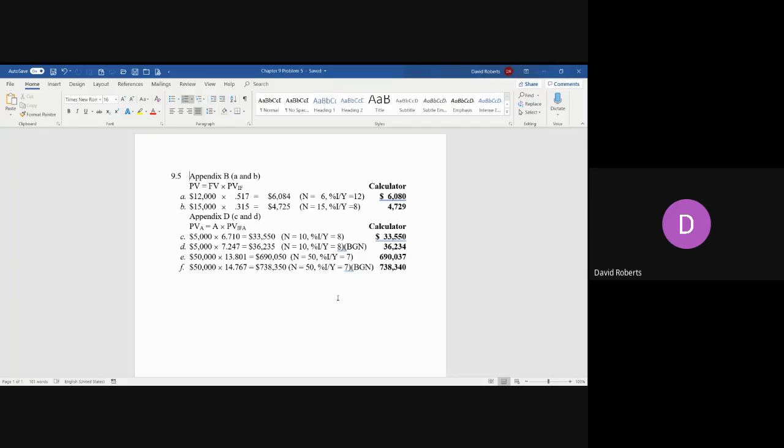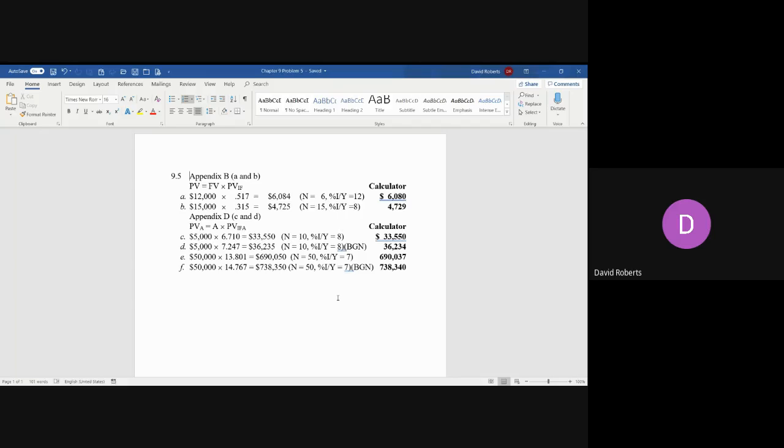Now, in part D and part C, you should realize that it is an annuity because it says 5,000 each year. So part C, you need to make sure that you put the 5,000 in as PMT, and N is 10, I/Y is 8, and you calculate PV. Make sure that FV is set to be 0.